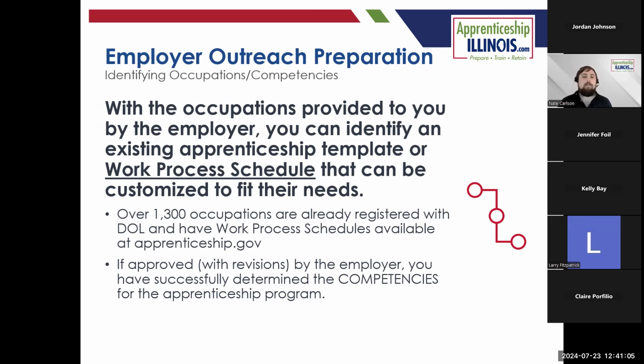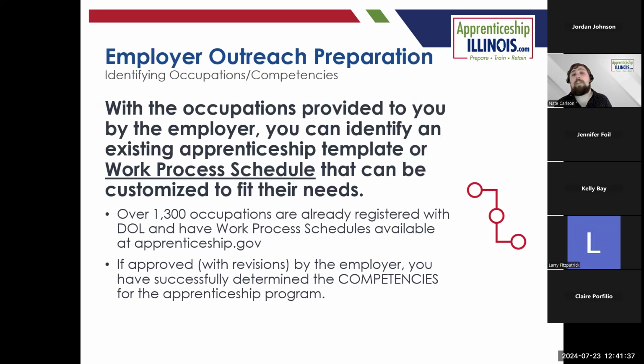You think, oh no, here comes the jargon. Just think of it, it's a list of competencies. I mentioned that apprentices are in every occupation and every sector. And that's true. And over 1,300 occupations are already registered with DOL. That's great news for you because it means A, you don't have to register a new occupation with the Department of Labor, which isn't too lengthy of a process, but can be a bit of a roadblock at times. It means most of the work has already been done for you and by extension already done for the employer.